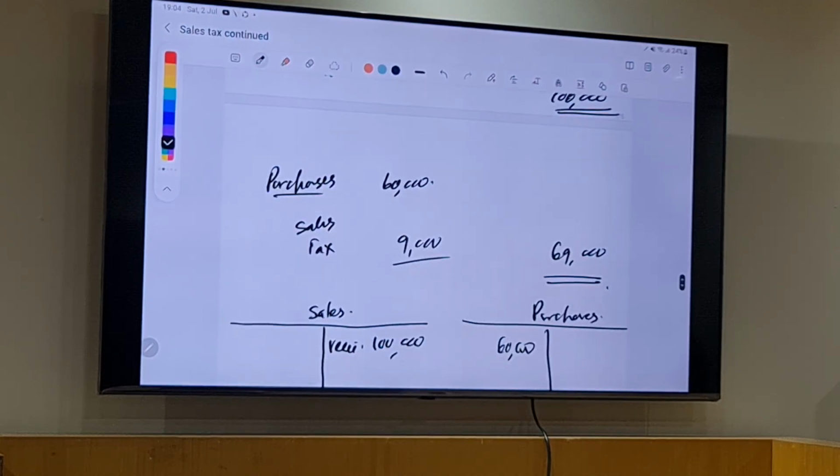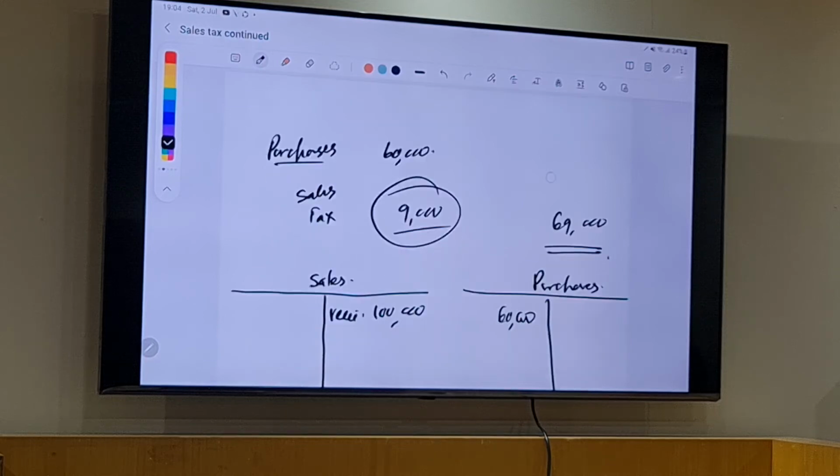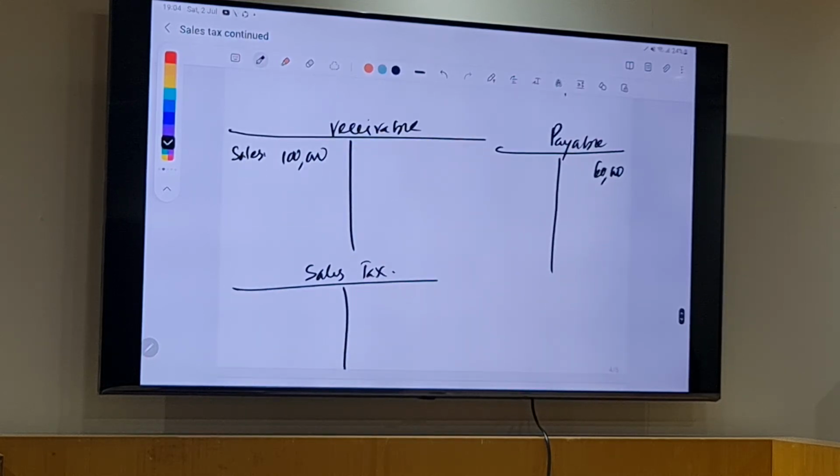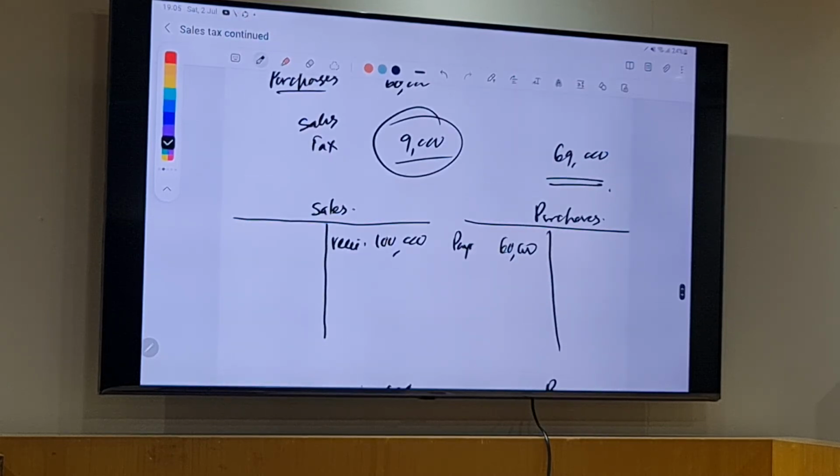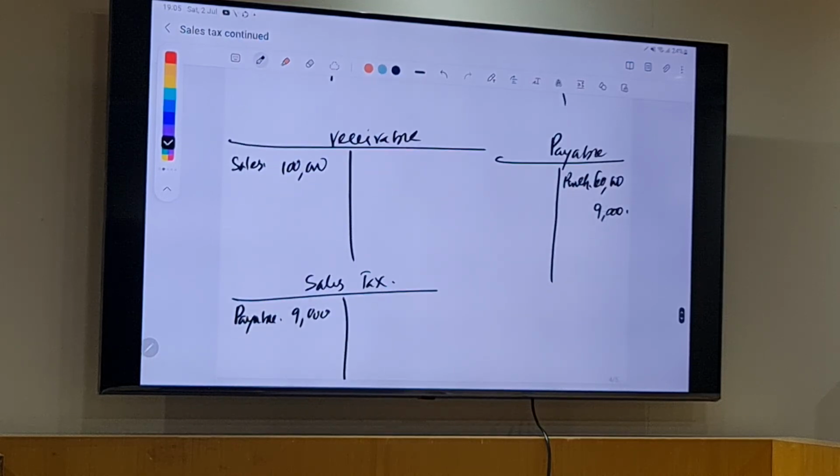Now, for the purchases, we need to have an entry. So, what is that entry? I will have to collect this money from the department. So, 9,000, and then credit. I have to pay this to the supplier. So, here payable, and here this one will be purchases, and this one will be payable, and this one will be sales tax. Now what do you do?